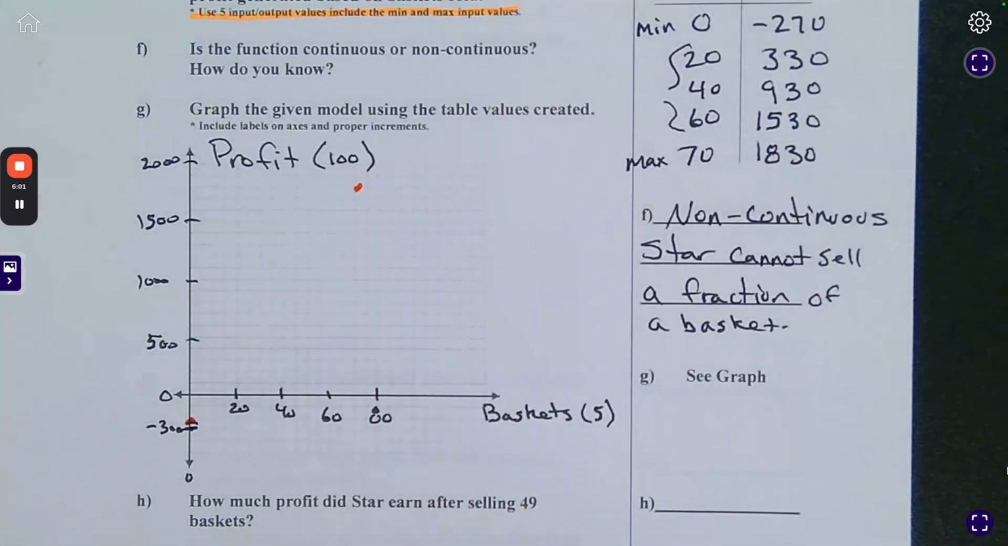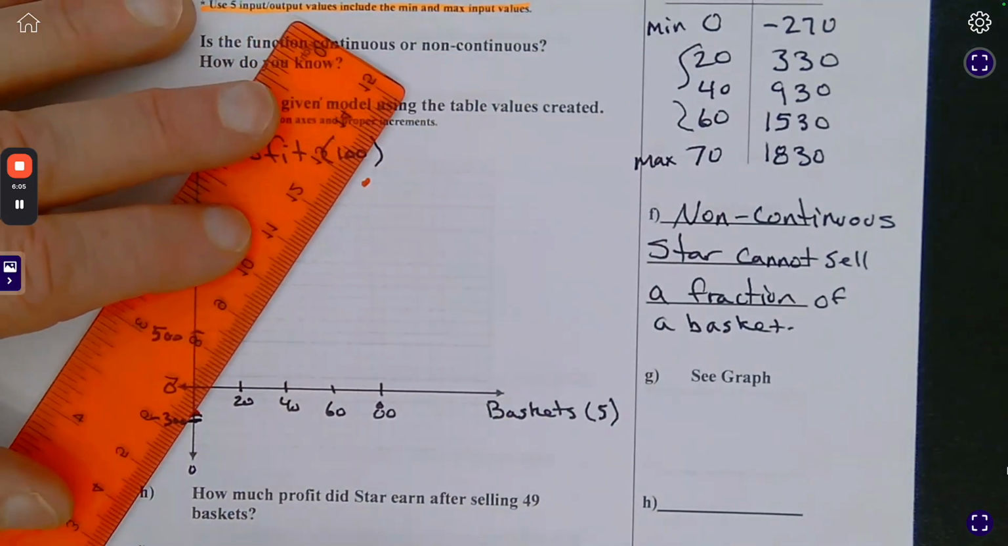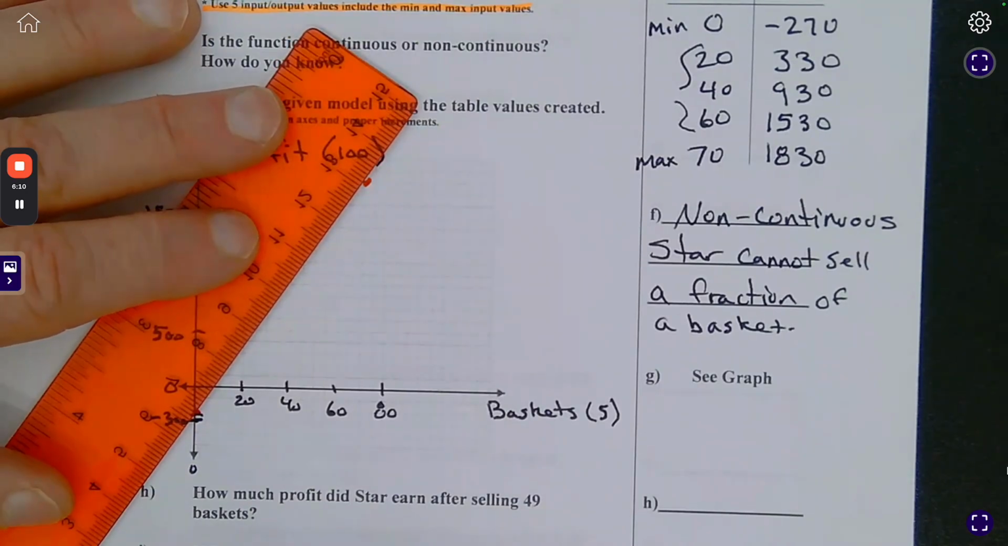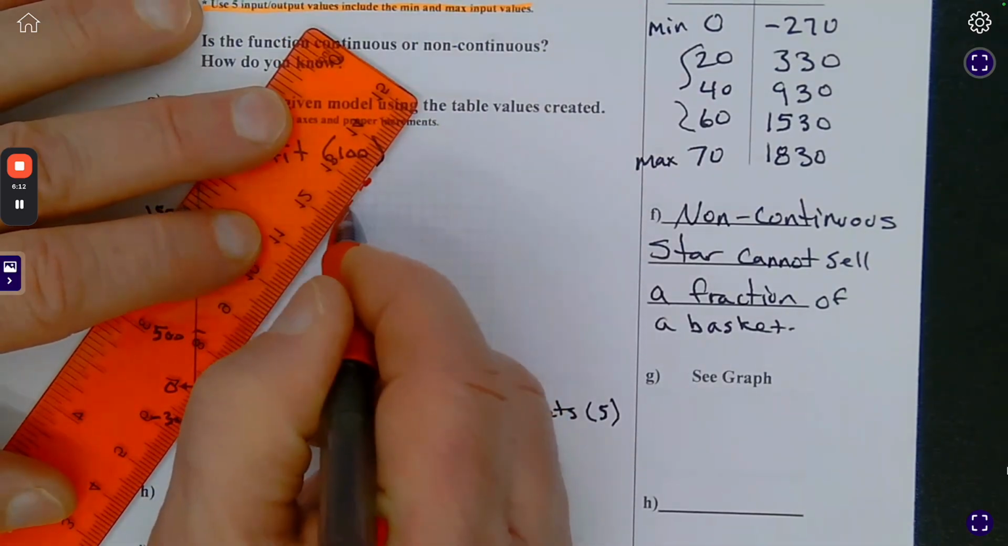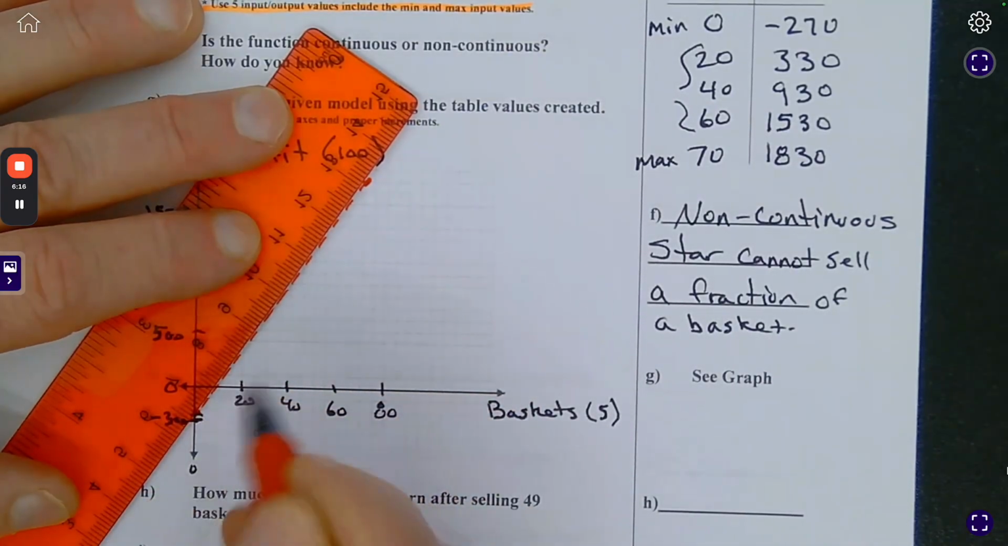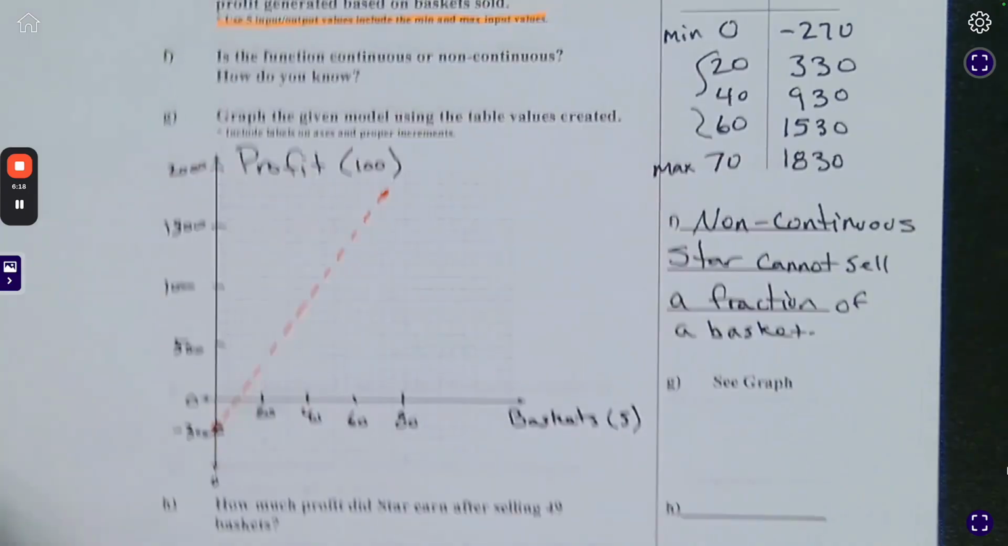Okay, now this is non-continuous, so we're going to go ahead and draw our dashed line. Just right there, be as accurate. Remember, we do not go past the min and max point. There it is. Okay, good move, good move.